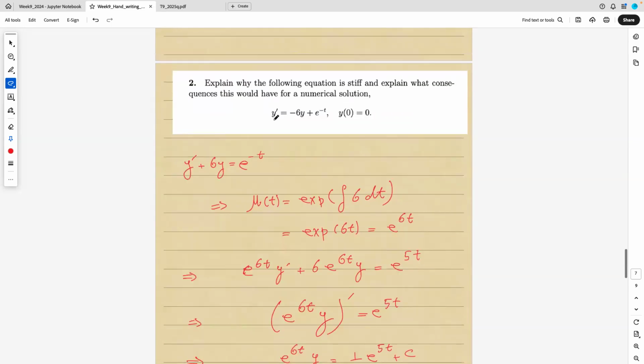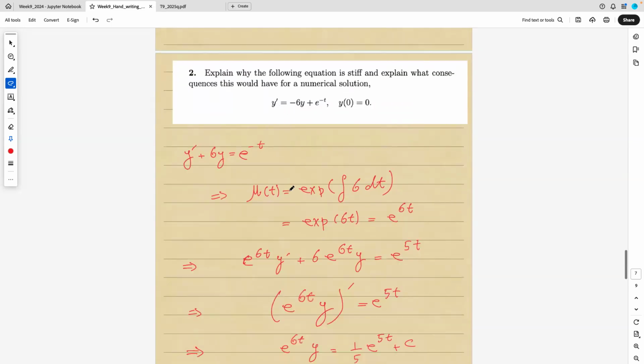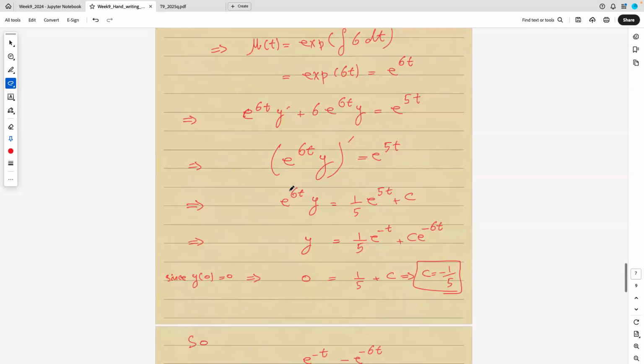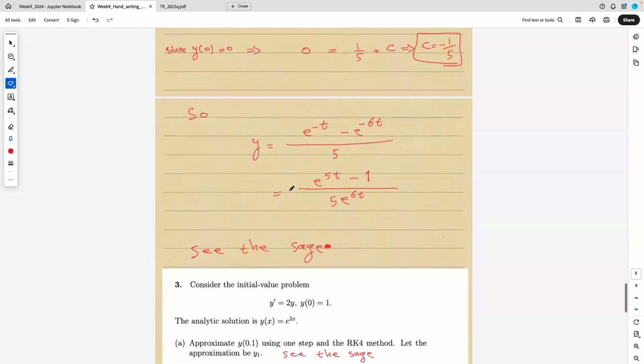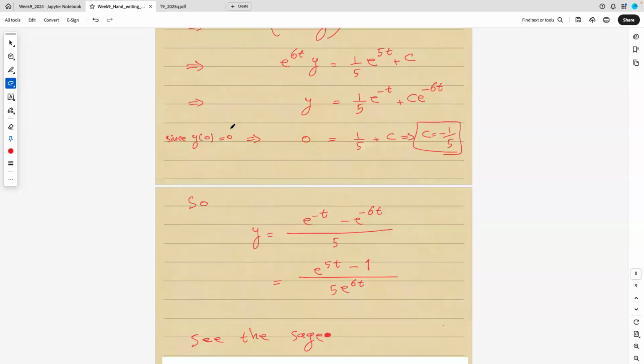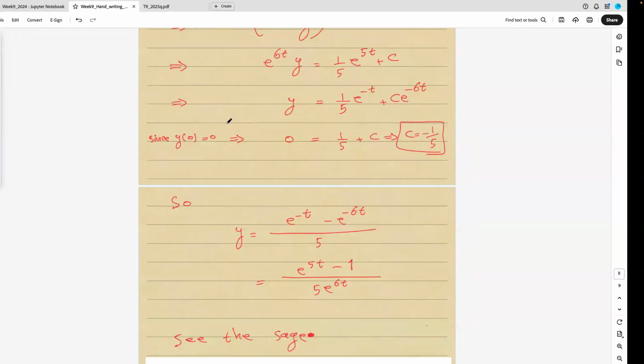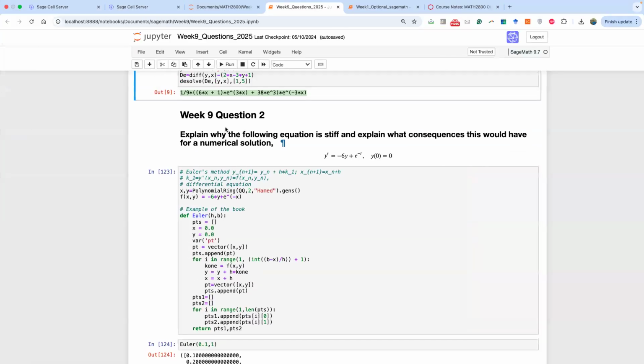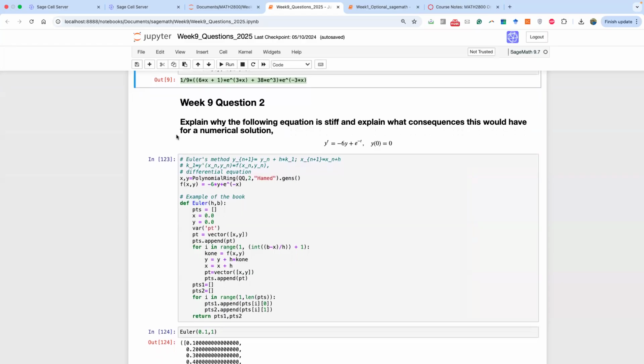So it's a first order linear ODE, and we can get the analytic solution. Okay, let's go to the analytic solution here. By the way, you will be able to see extra explanation in your PDF solution. I'm giving extra ideas here.